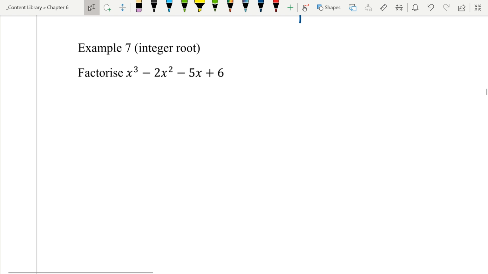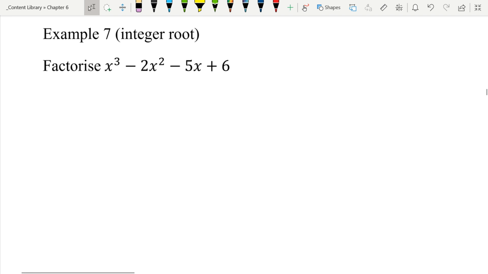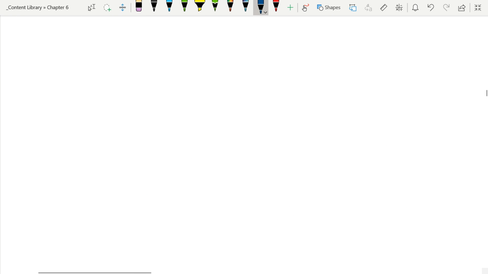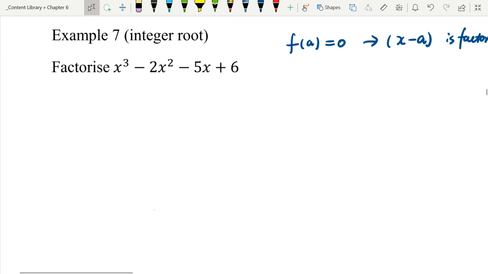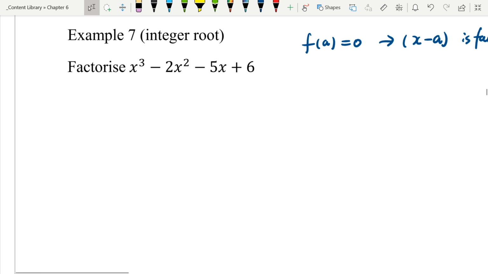Integer root. So first of all, there's no information given now. I don't know what the factor is. I was trying to find something. Let's say if f(a) equals 0, then x minus a is the factor, right? If you can find the a value that gives the function equal to 0, x minus a must be a factor, like using the reverse way of the factor theorem. So now I want to find the a value that gives me 0, the solution of this equation.